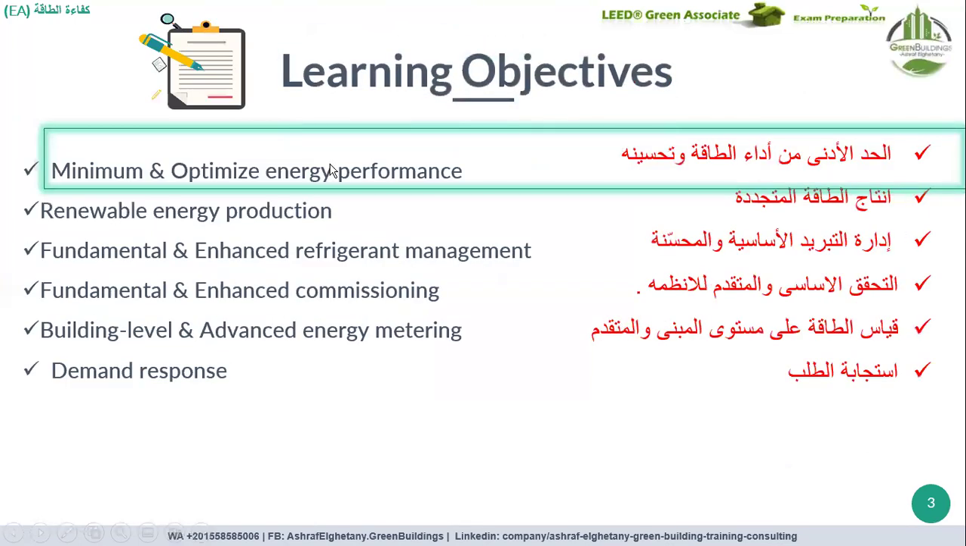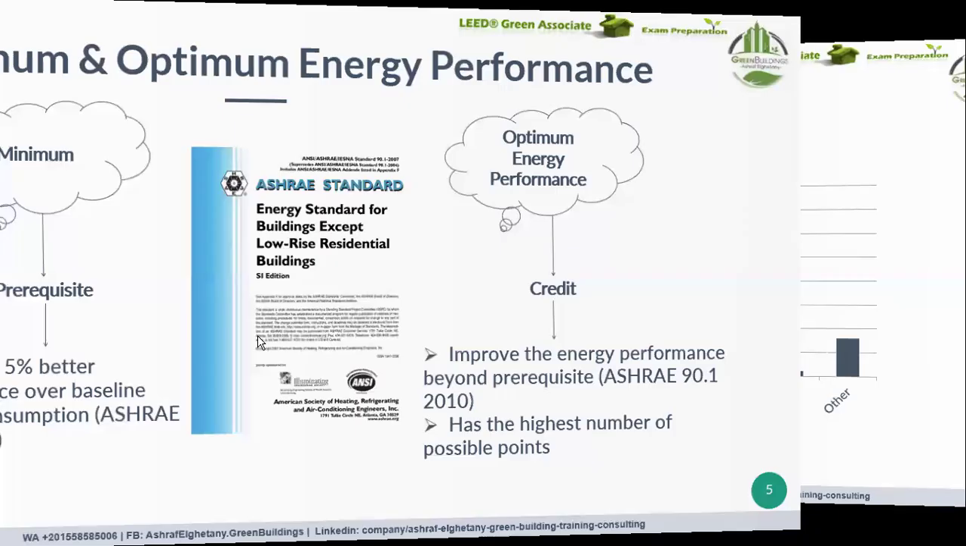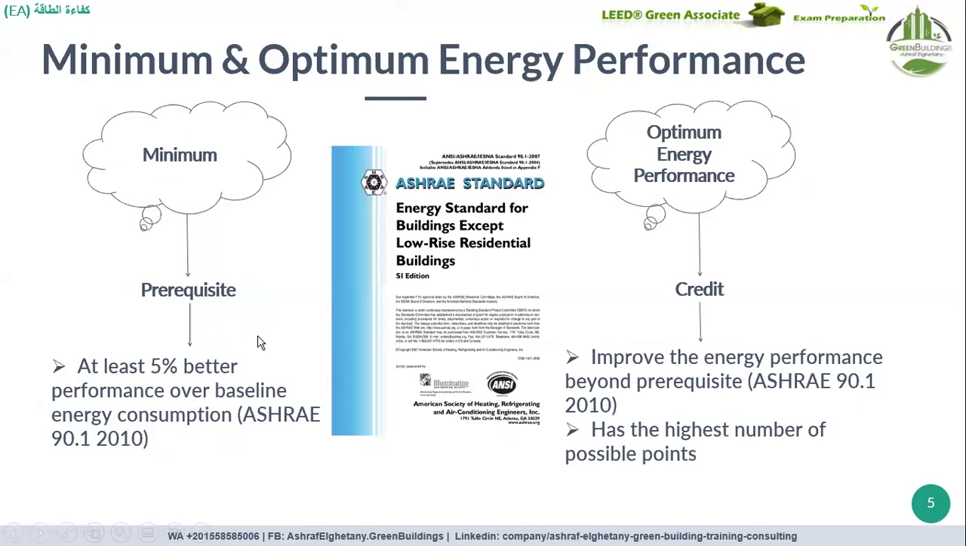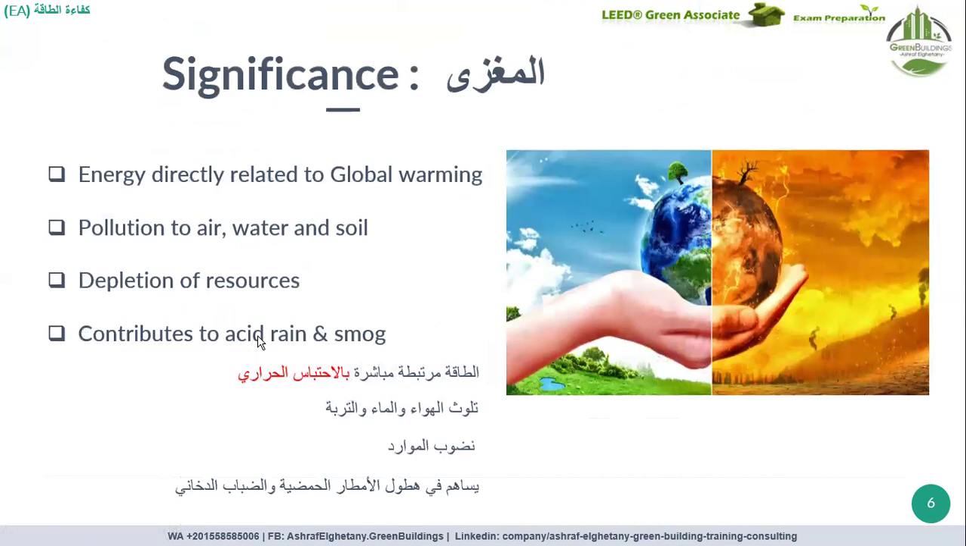The first one is minimum and optimize energy performance. What is the energy use distribution for commercial buildings again? And we said space heating or cooling should be the highest. After that, the lighting. The standard we are using is ASHRAE 90.1 2010. If it comes in the exam 2016, no issue.